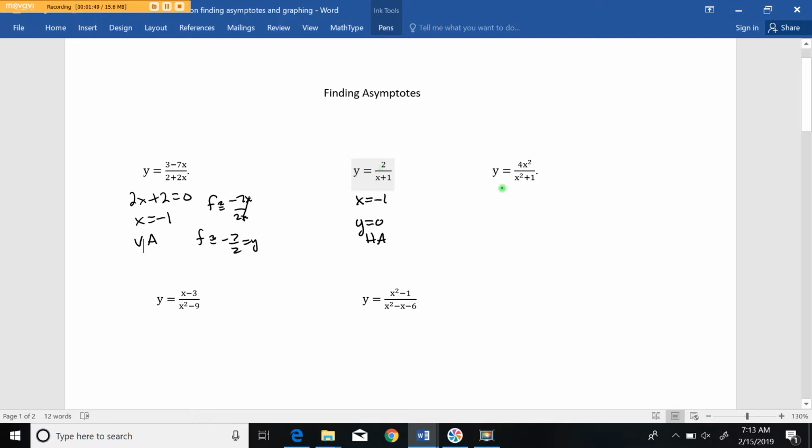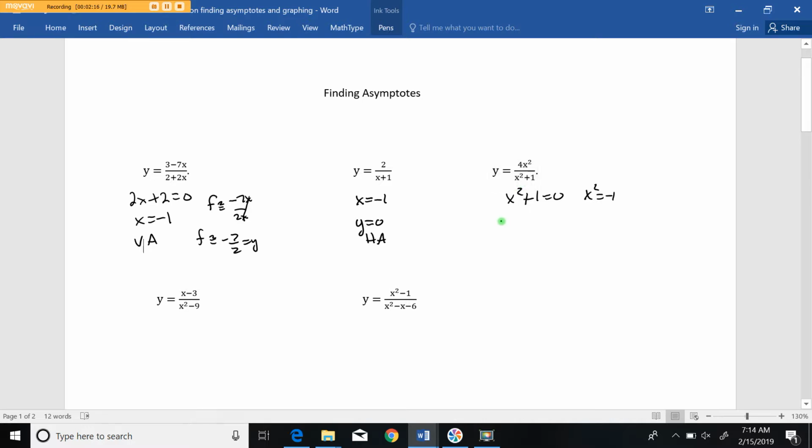All right, let's take a look at this one. For vertical asymptotes, if I take x squared plus 1 equals 0 and try to solve that, you get x squared equals minus 1. This does not have a real solution. It's got what's called a complex or imaginary solution, but not a real solution. So this division by 0 is not a problem, and this does not have a vertical asymptote.